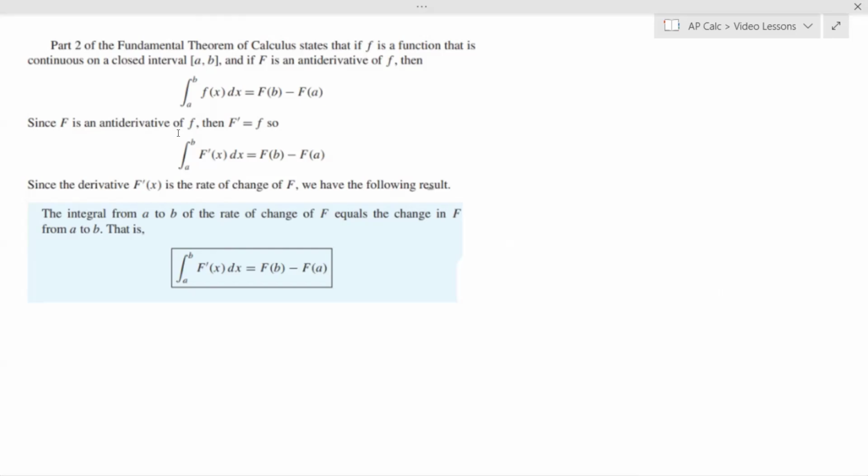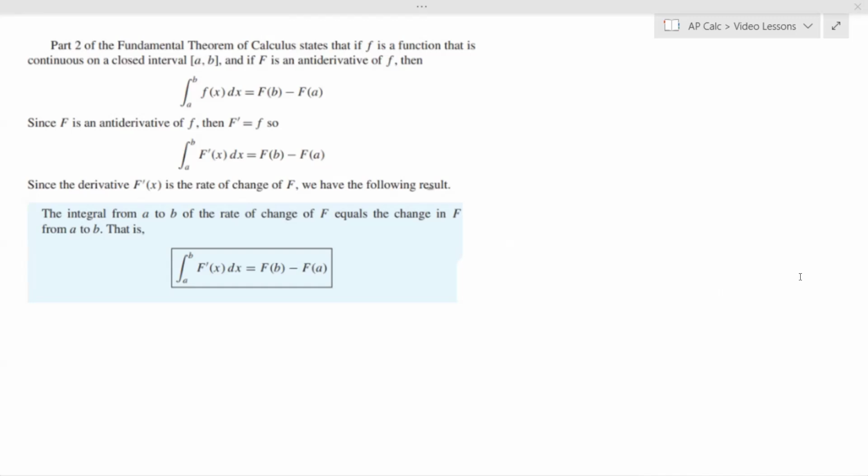Since the derivative, capital F prime, is the rate of change of F, we have the following understanding: that the integral from a to b of the rate of change of capital F equals the change in F from a to b. Okay, so really nothing new in this case here, but we're explaining how an integral can be interpreted as the net change.